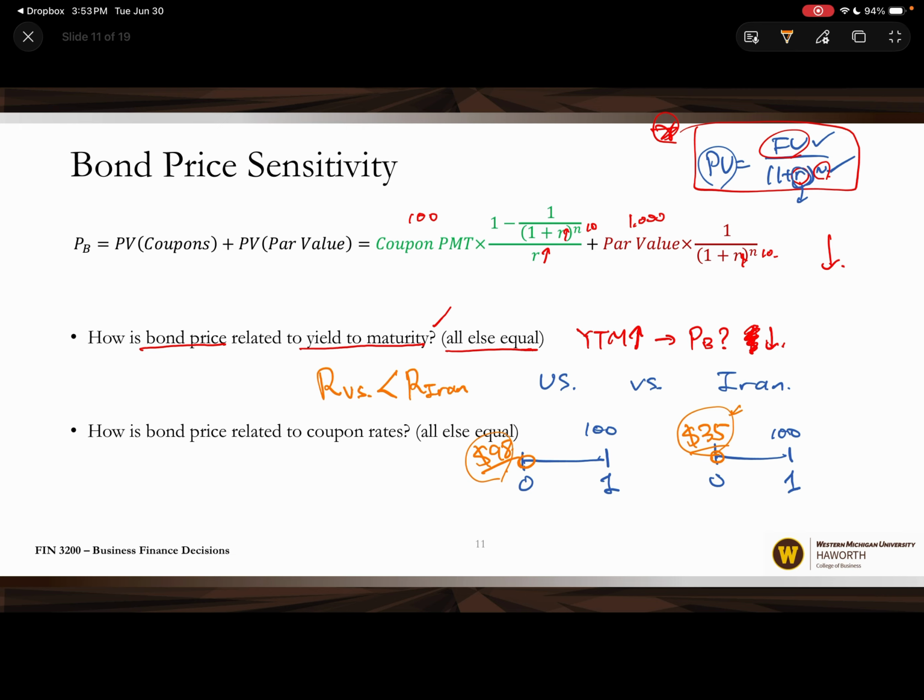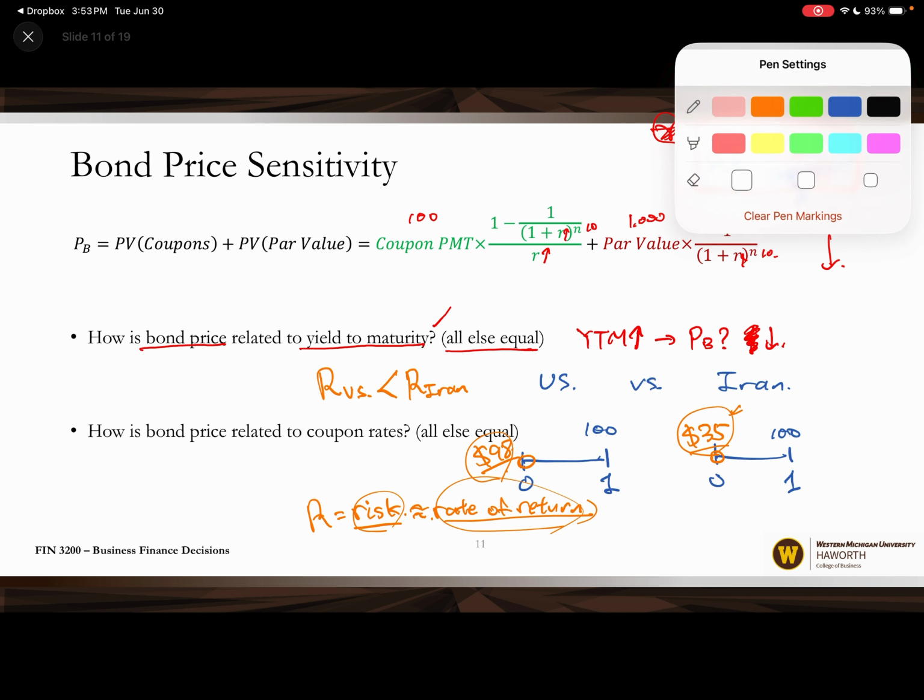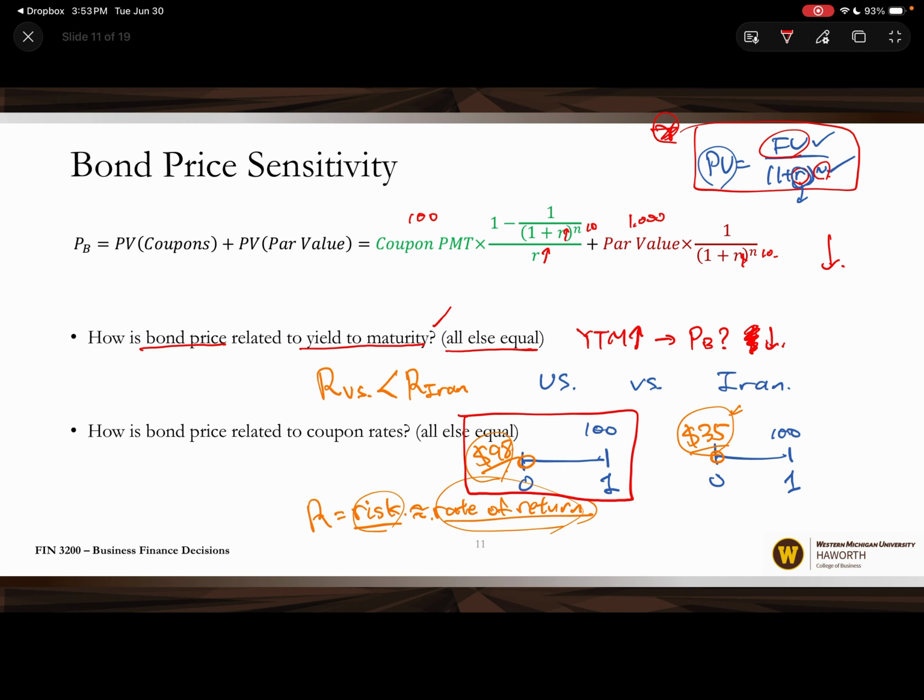So the R captures risk, but it also captures the rate of return. It's a little bit tricky here, but R is capturing risk and the rate of return at the same time. Now let's say we have this deal, the U.S. government bond deal and the Iranian deal. Another way to interpret this is if you put $98 into a U.S.